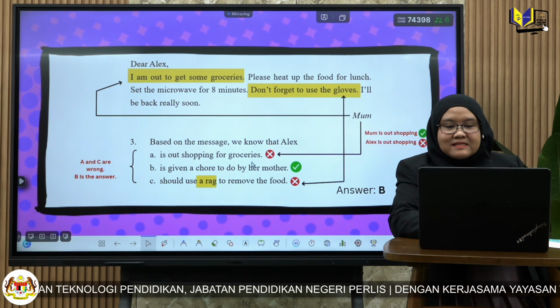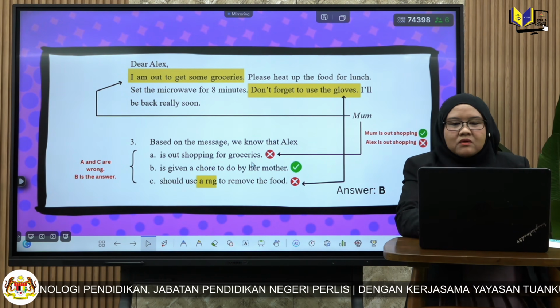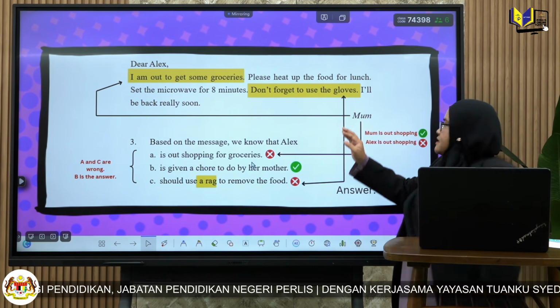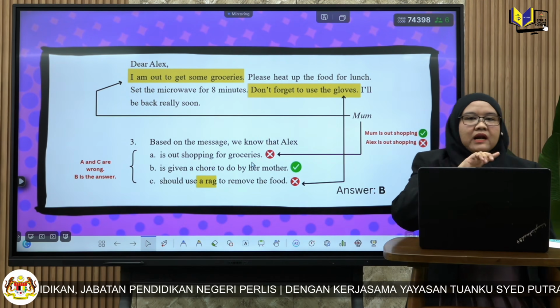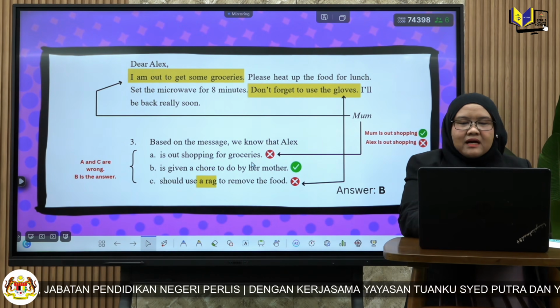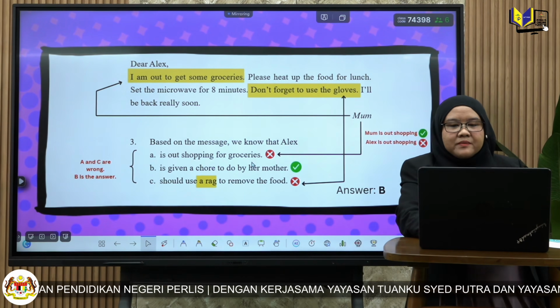Now let's take a look at C. Should use a rag to remove the food. Why is C incorrect? Because in the text it's mentioned here, don't forget to use the glove. Glove and rags are two different things. So that means A and C are wrong. So B is the answer.